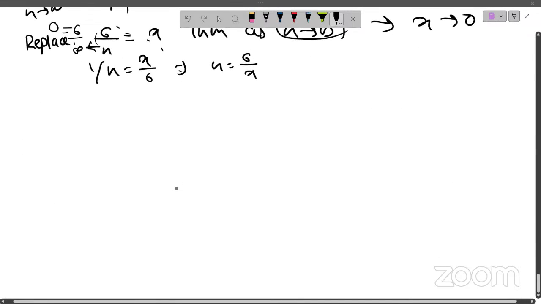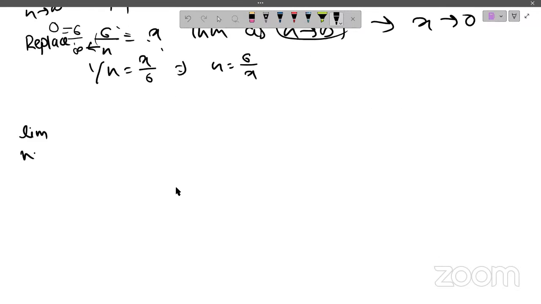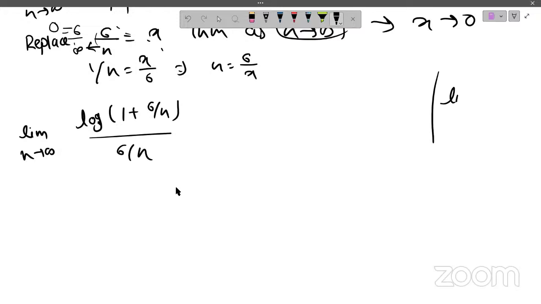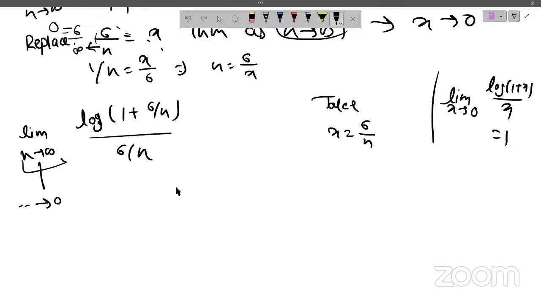So what I was saying is that I want to find the limit as n goes to infinity of log of 1 plus 6 by n upon 6 by n. But what I have is the limit as x goes to 0 of log of 1 plus x by x, and this is equal to 1. So I want to somehow convert this limit, where n goes to infinity, to something that goes to 0. So observe that if you take x to be 6 by n, then as n goes to infinity, 6 by n will go to 0, right? So that means your x will go to 0.